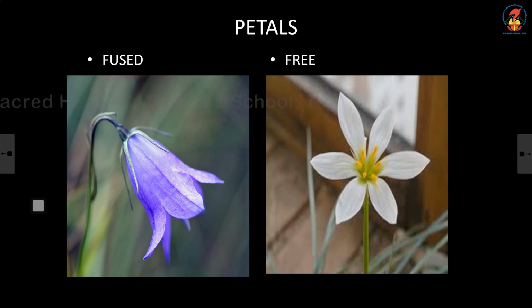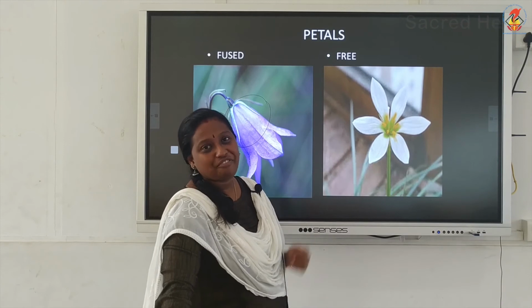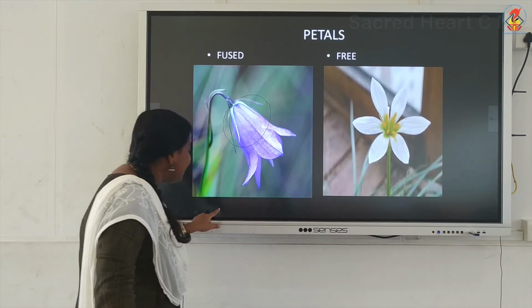Next, you can see variety in petals also. Some flowers have fused petals like this. See, the petal is forming a tube. Only the tip or the end of the petal is free. Okay, so it is a fused petal. Whereas some other petals, see this, they are free petals. So fused and free.